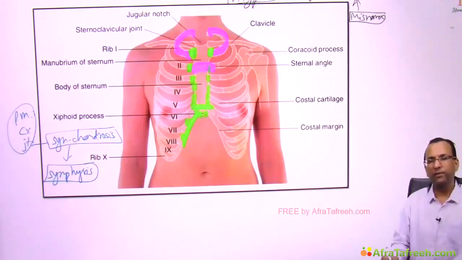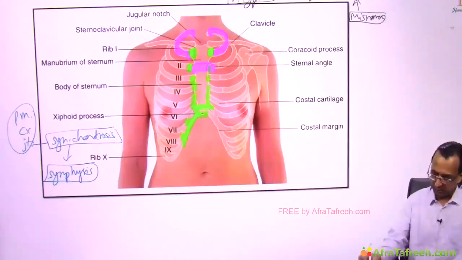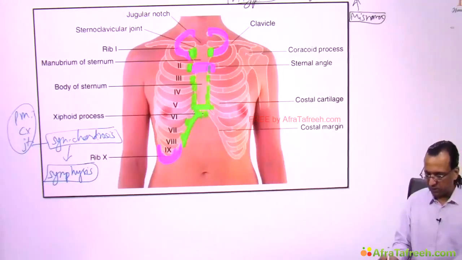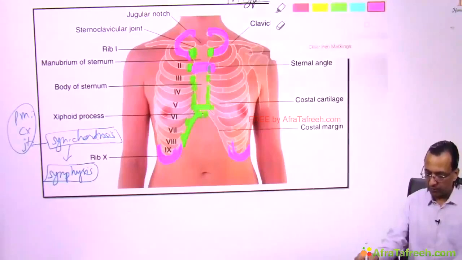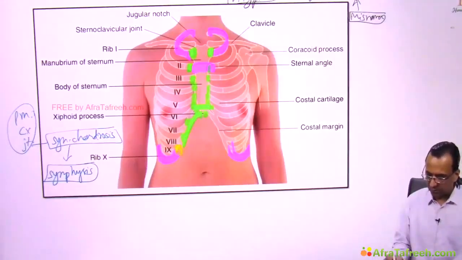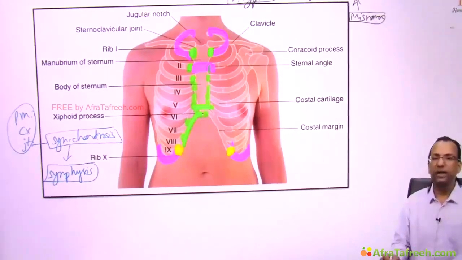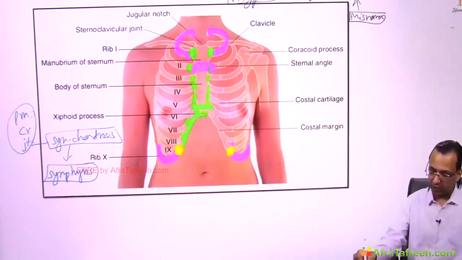These are joints between the ribs except the 10th rib. So what about the 10th rib then? The 10th rib does not have a synovial joint. Now if the 10th rib does not have a synovial joint, then what kind of joint is there? It's a fibrous joint. It is not synovial, it is a fibrous joint.